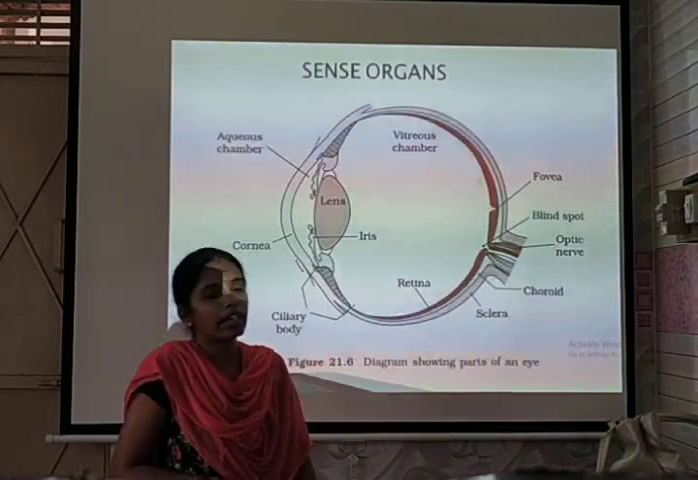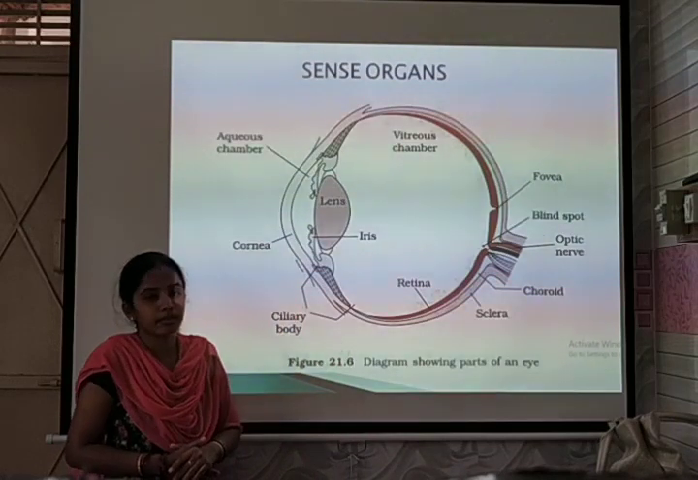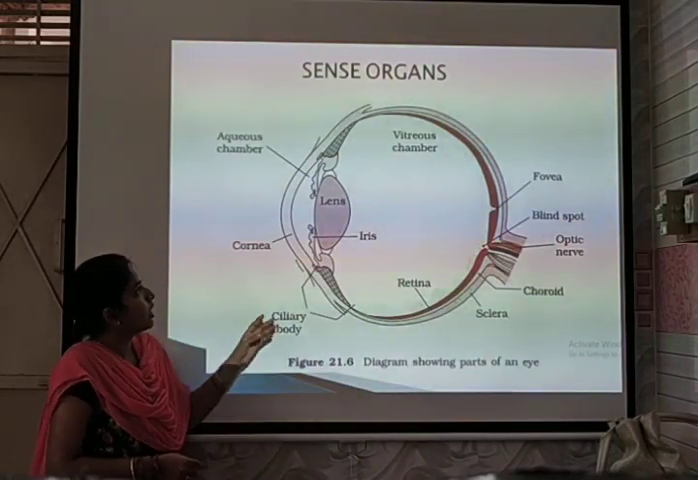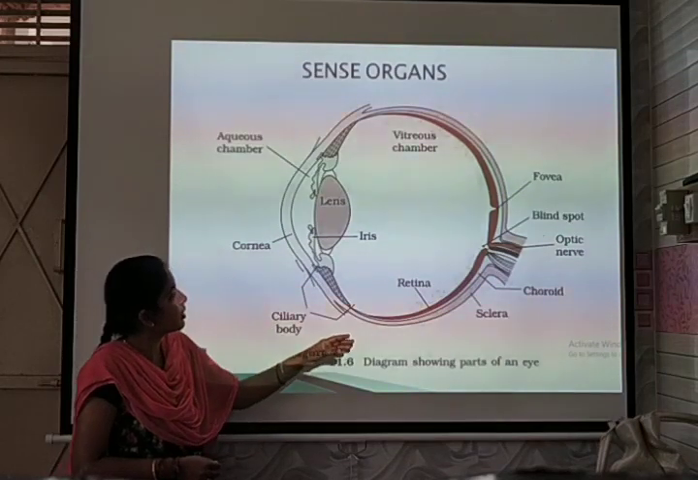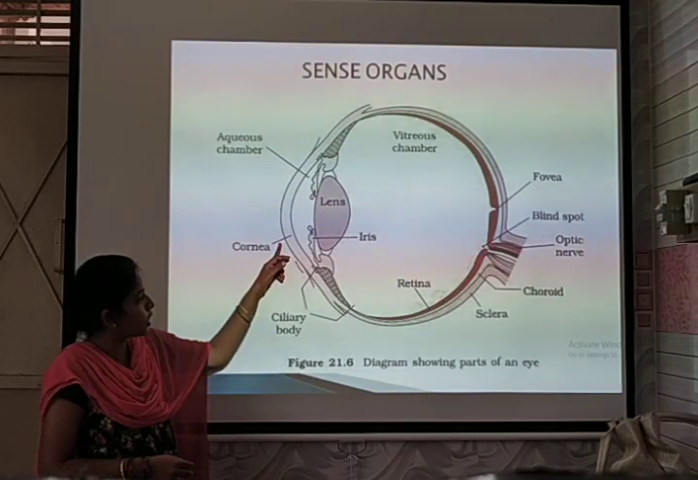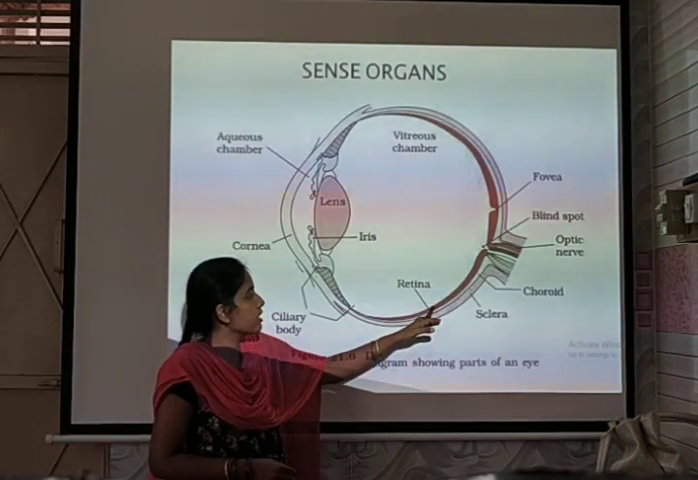Next, the sensory organs present in our body. Mainly there are the eyes. The eye is located in a facial bone, and it is externally covered by a layer called the sclera. The anterior part of the sclera is called the cornea, the middle layer is called the choroid, and the inner layer is called the retina.